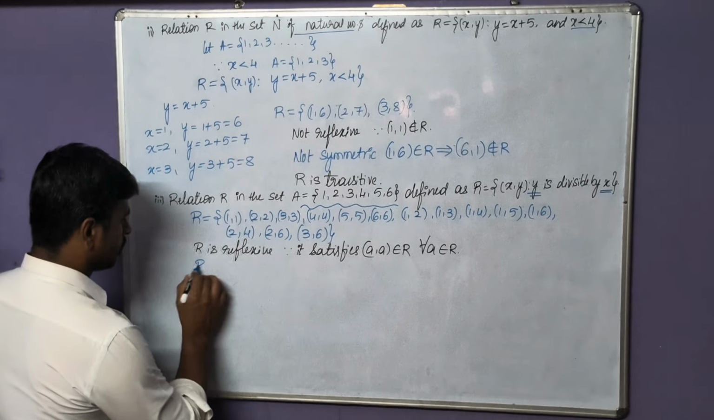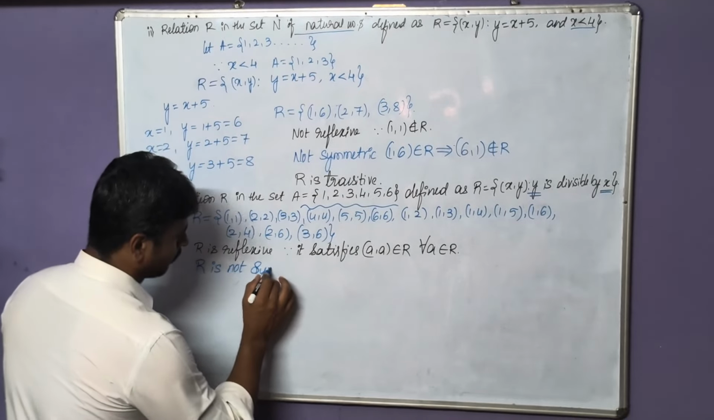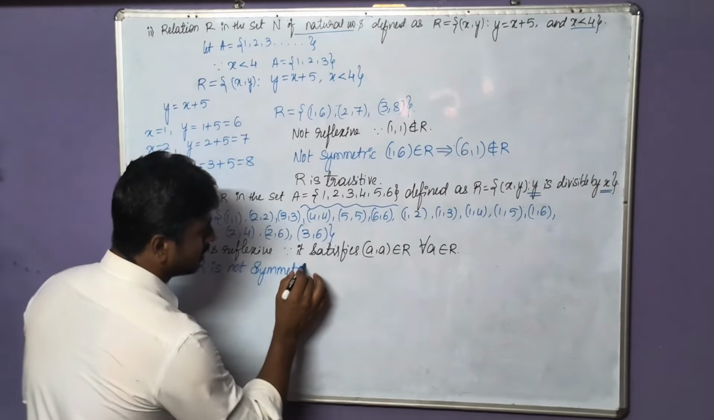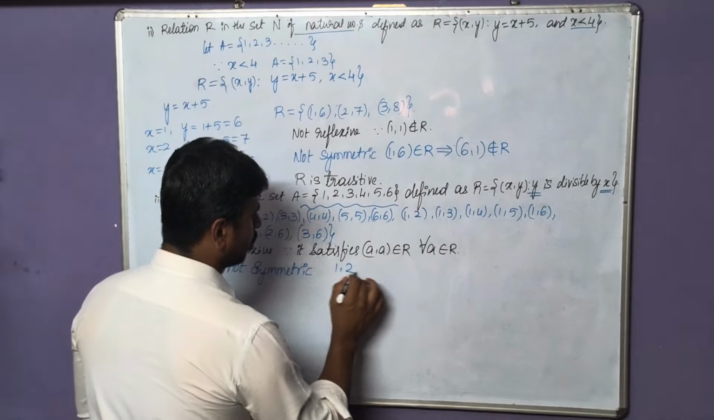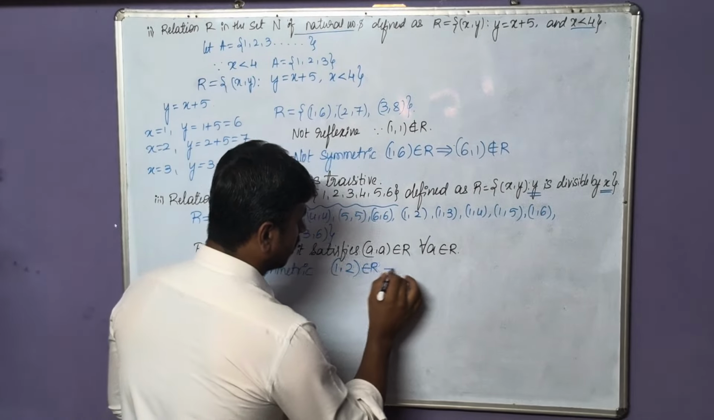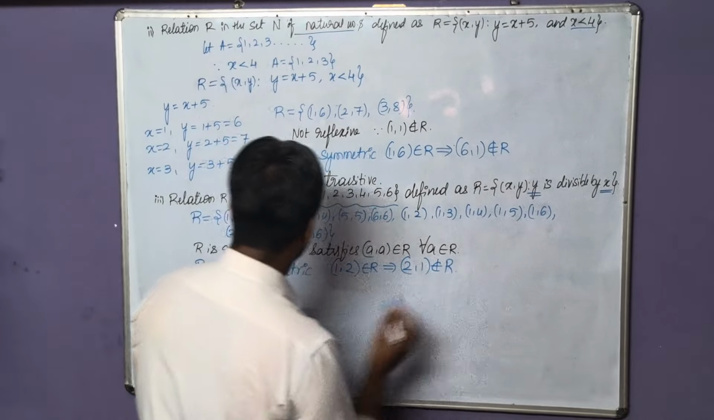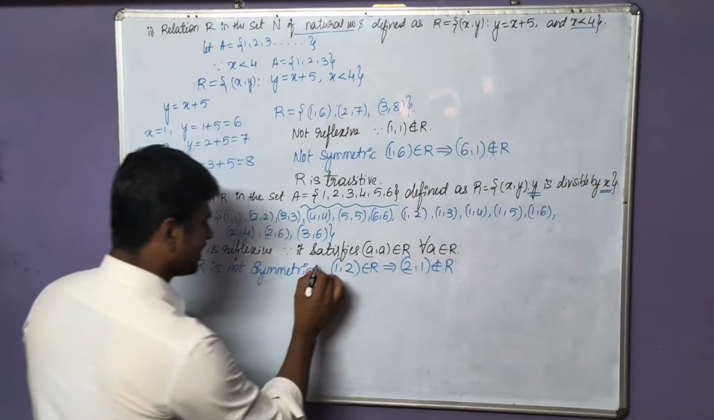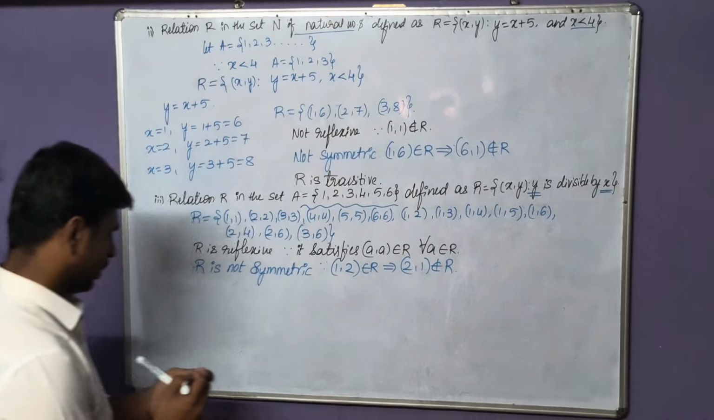I don't think so. Because R is not symmetric. The reason is we have non-identical ordered pairs, but the reverse of those ordered pairs we don't have. For example, I can say that (1, 2) belongs to R. Does (2, 1) belong to R? No. So that's what I'm saying. R is not symmetric since (1, 2) belongs to R, but (2, 1) does not belong to R.